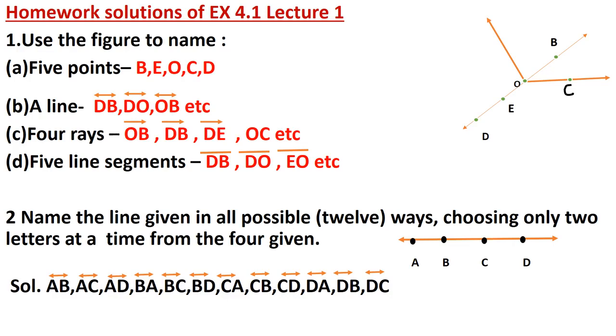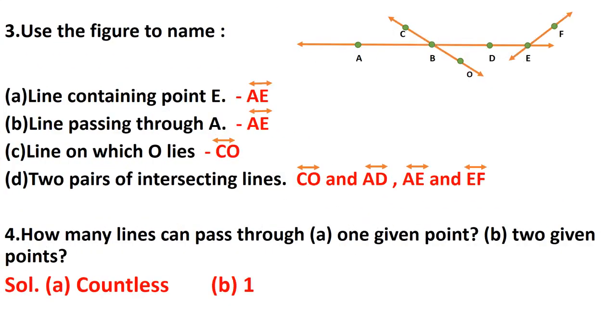Next is 4 rays. The rays I have given are OB, DB, DE, and there are many more. You can write OC, OE, OD, EO. So there are many. I have written 4. Now next is 5 line segments. In the same way, you can give 5 line segments: DB, DO, EO, OB, OC and many more.